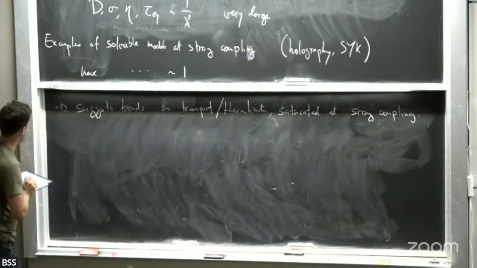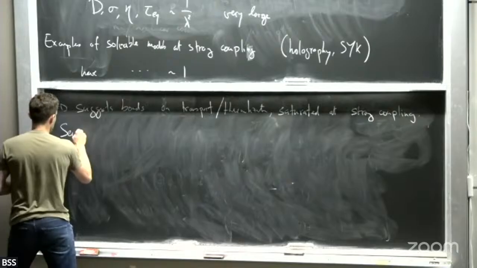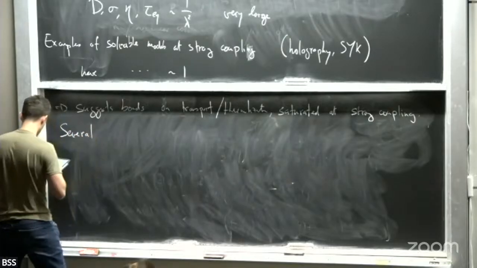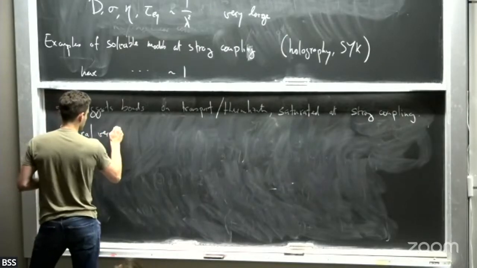Okay, so there's several versions of these conjectured bounds. Let me go through them. Observables.